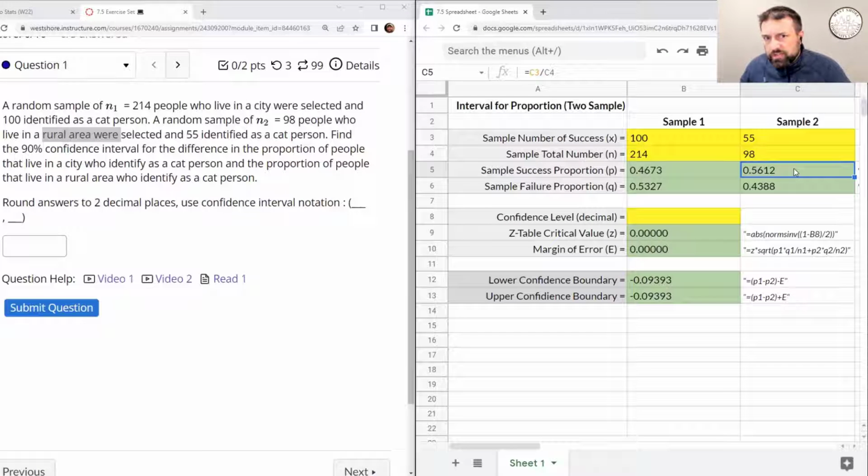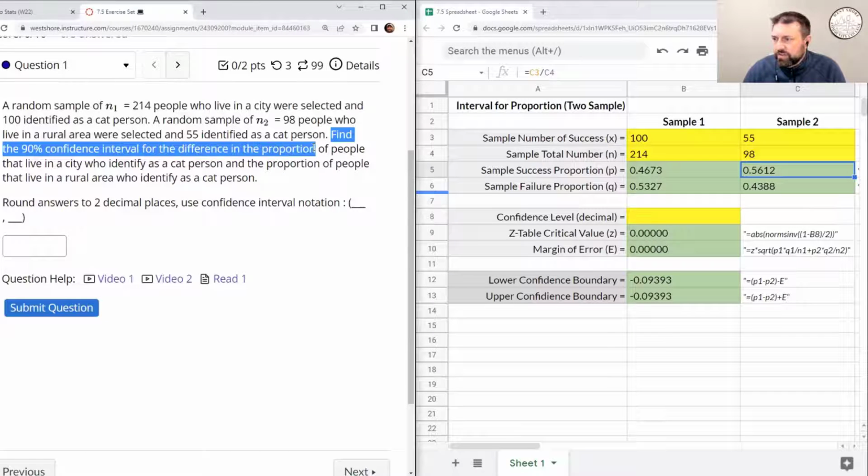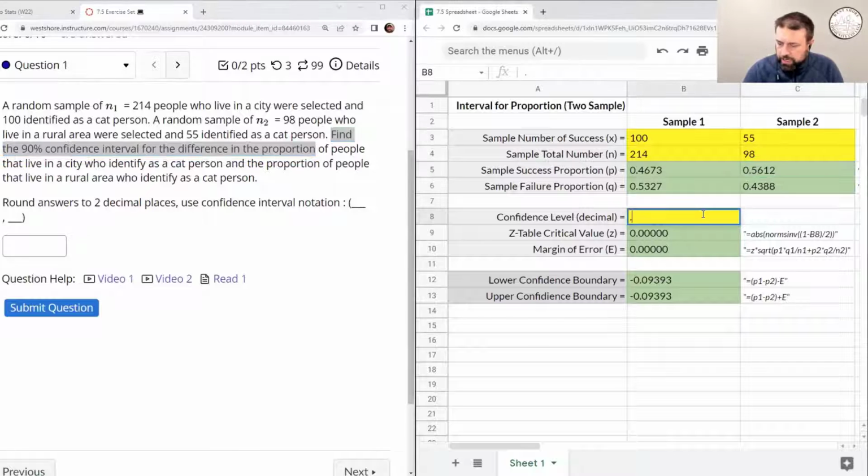We want to then project this to everyone, right? We want to expand this to the entire population. So we have to put in a confidence interval. So find the 90% confidence interval. Okay, so 0.90 is our confidence interval.